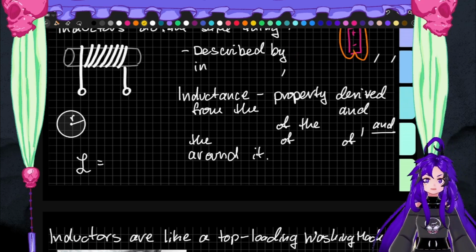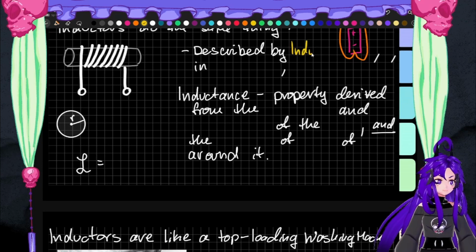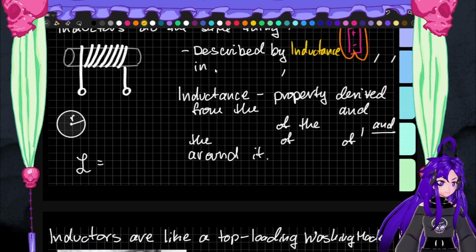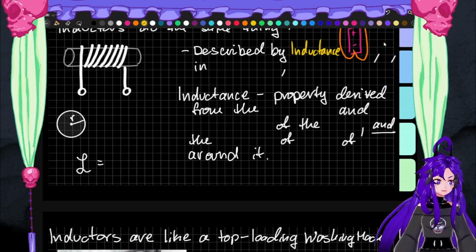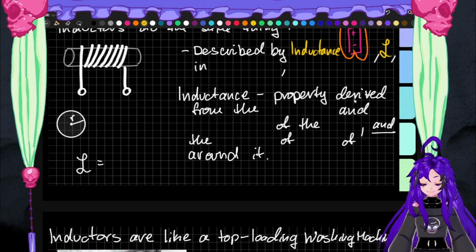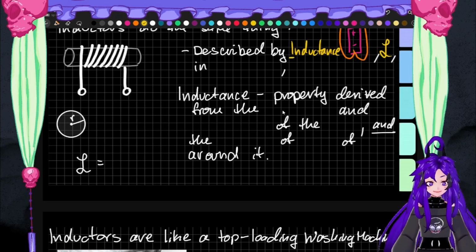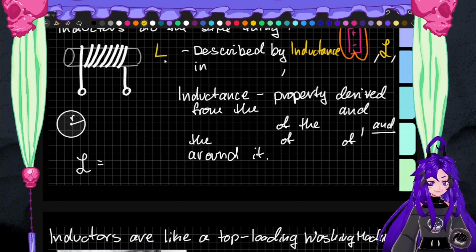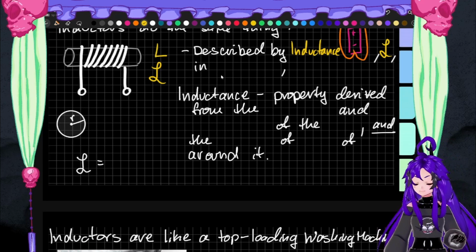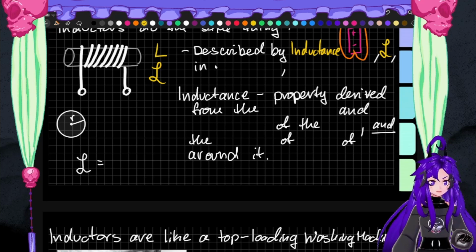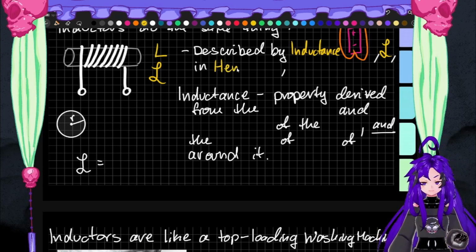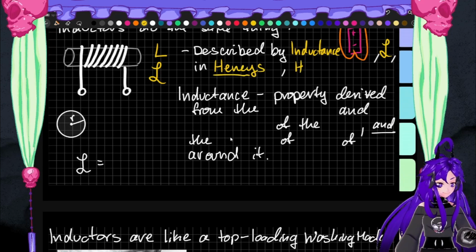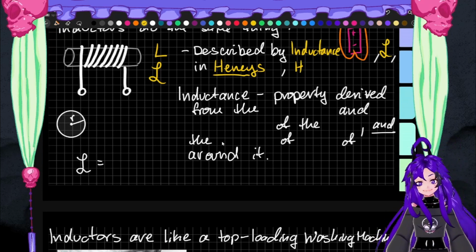Let's make it a different color so it doesn't crash into that diagram. Inductance. And we represent that with the letter L. Right? Because I has been used. So we represent it with the letter L. And we describe it with the unit Henrys. After, yes, some guy named Henry. Represented with the letter H.